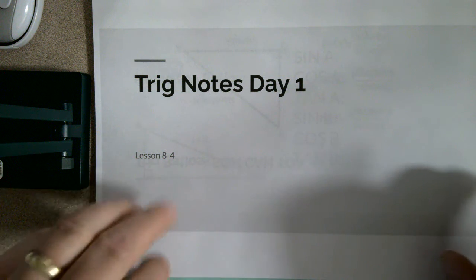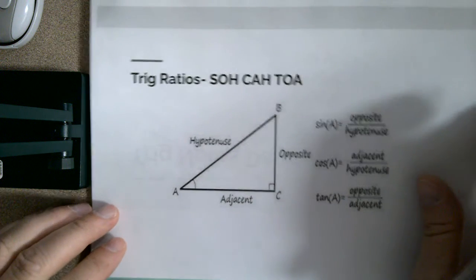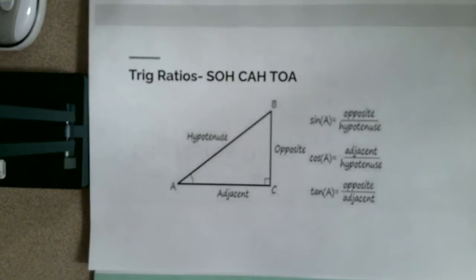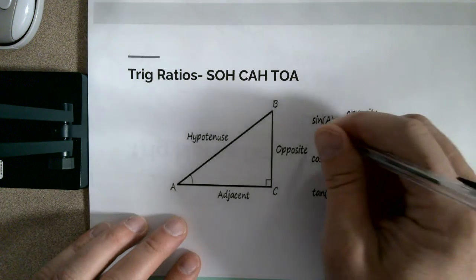Okay, so trig notes day one. This is what we're going to start with today. This first slide we're going to focus on is the idea of what trigonometry is in terms of our right triangles and identifying the different parts within a right triangle. So our trig ratios are sine, cosine, and tangent.